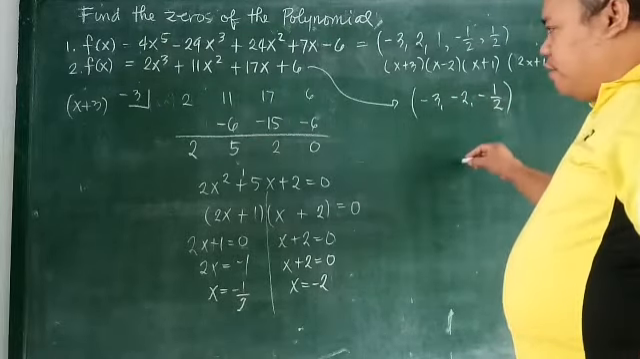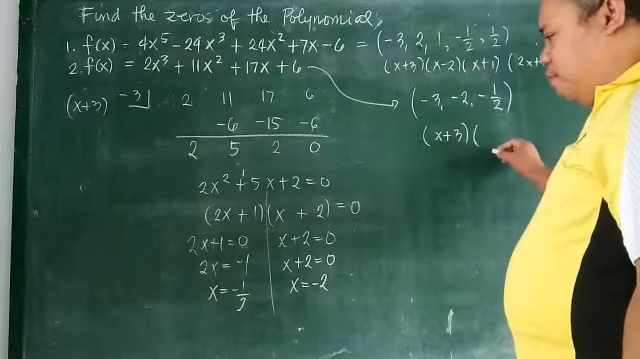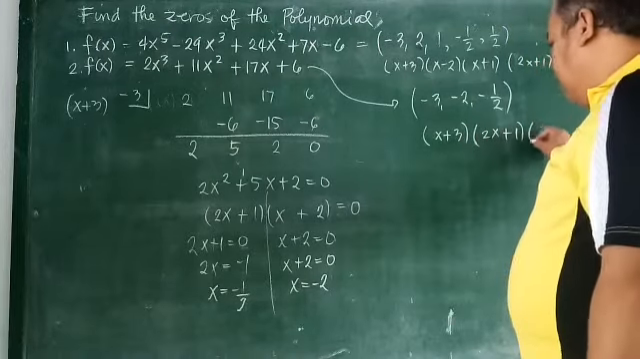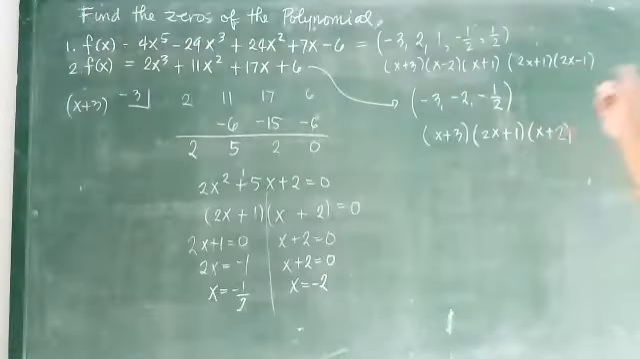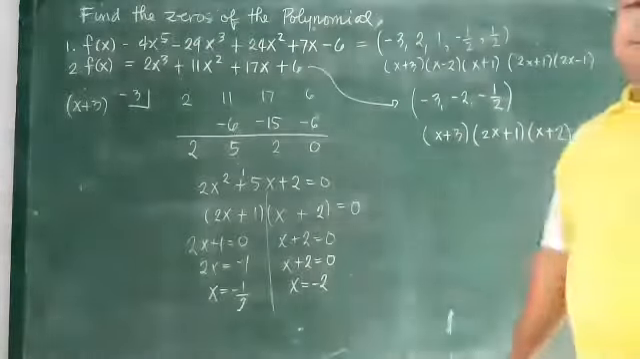And what about the factors? The factors are x plus 3, then 2x plus 1, and then x plus 2. See, it contains 3 roots because the highest exponent is 3, and also it contains 3 factors. Okay? That's all.